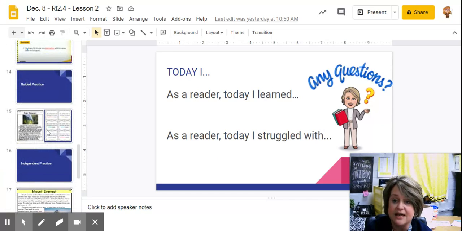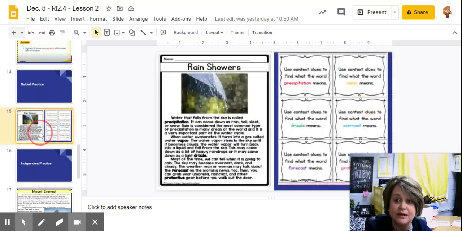Then I will see you back live, and we will go through some guided practice and talk about how to find the meaning of those words.